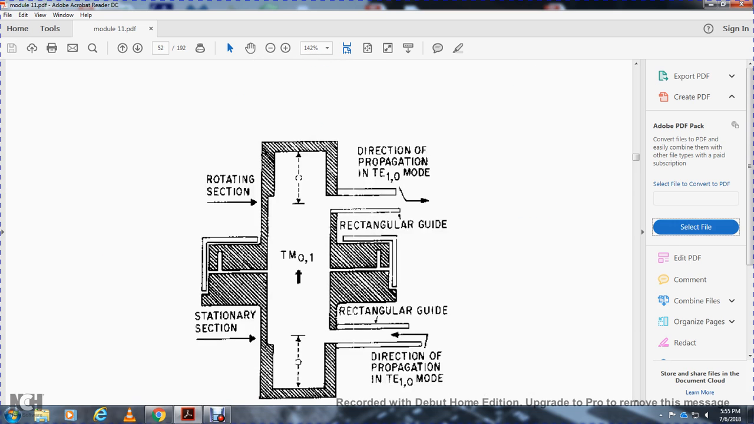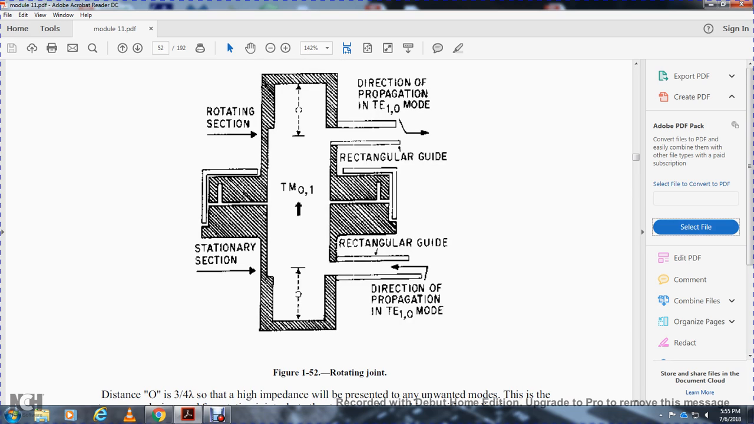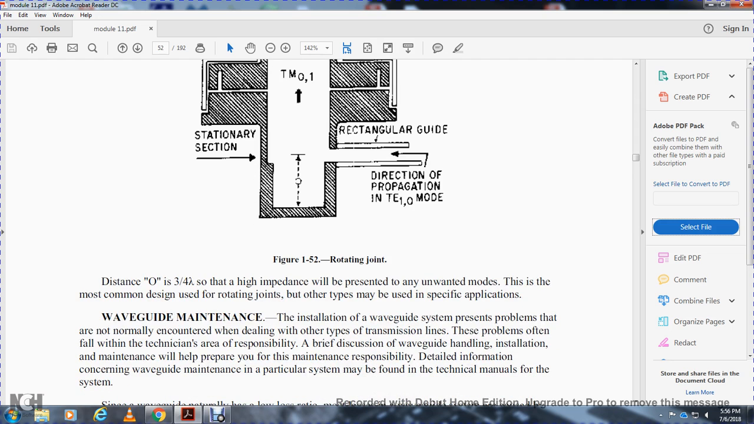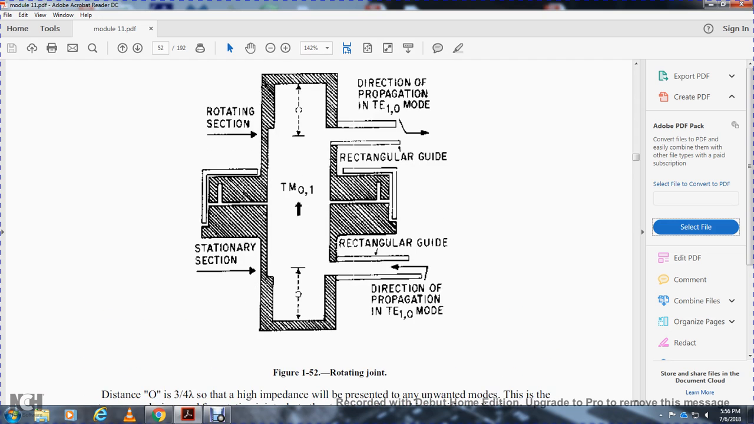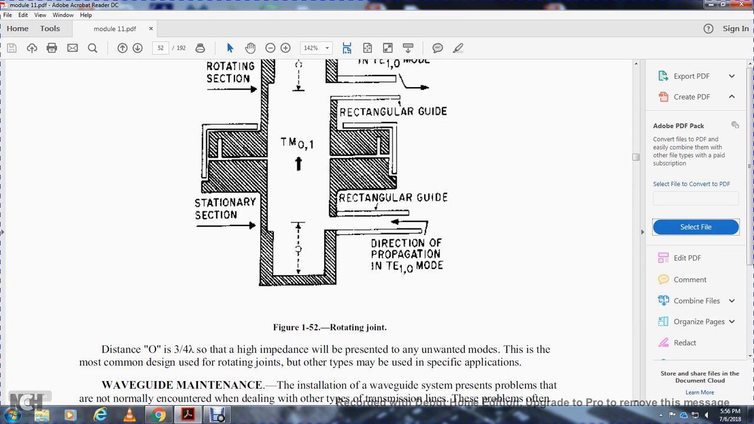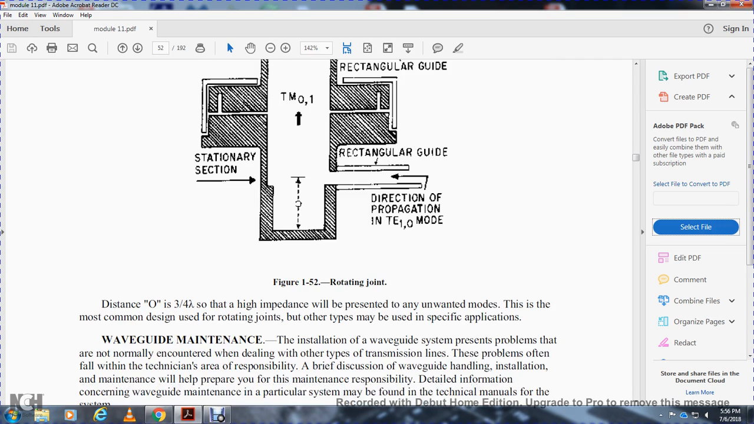Figure 152 shows the rotating section, the stationary section, the rectangular guide, the direction of propagation of the transverse electric 1-0 mode, and the direction of propagation of the transverse electric 1-0 mode in the rectangular guide. The distance O, right here, is 3/4 inch, and it presents a high impedance to the unwanted mode. This is the most common design for the rotating joint. Other types may be used for specific applications.